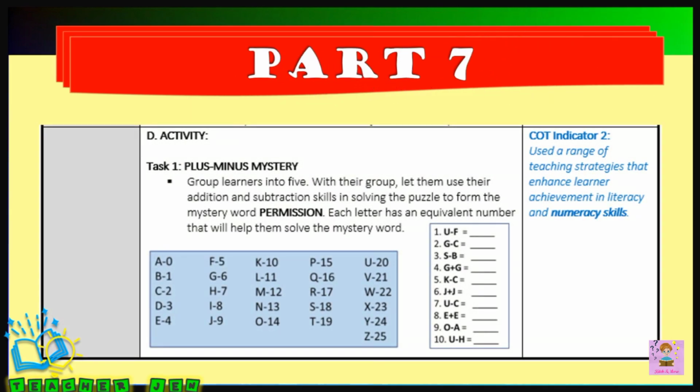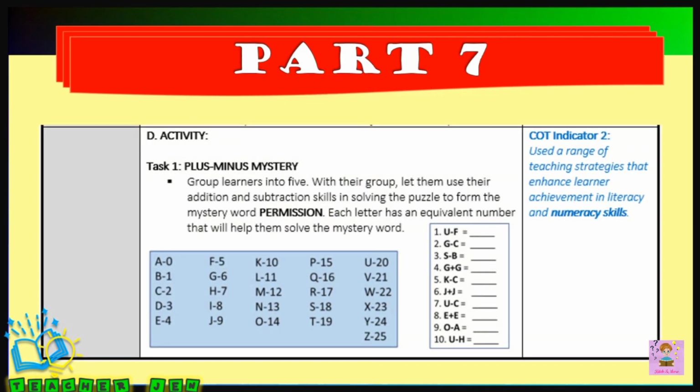Next, we have here the part 7. My lesson plan is using the 4A's format, and for this activity, I am applying COT Indicator 2, which involves using a variety of teaching strategies to enhance learner achievement in literacy and numeracy skills. Specifically, I am concentrating on developing numeracy skills.